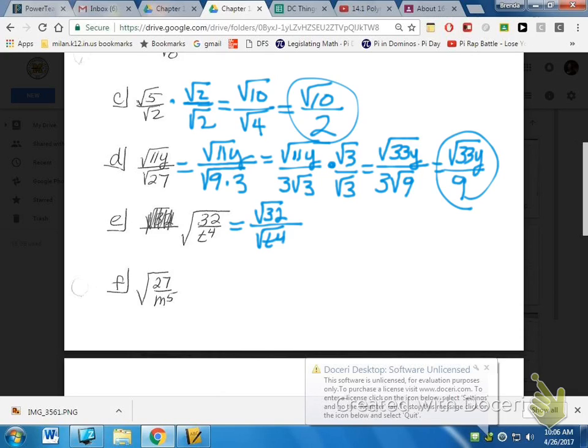And the way that I see it, radical t to the 4th is a perfect square. I don't have to rationalize it. It is just t squared.